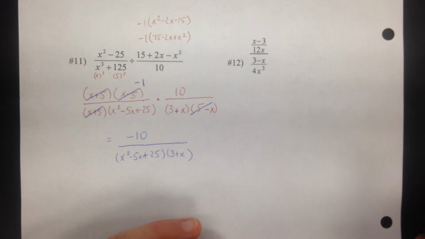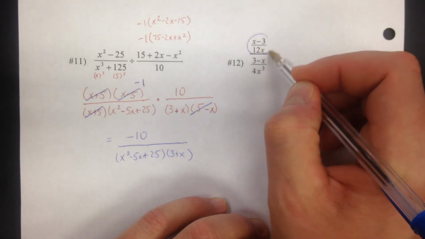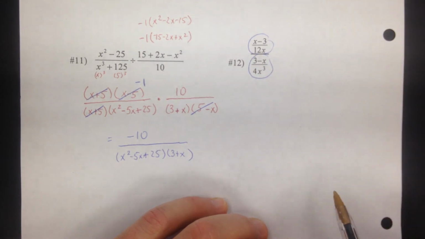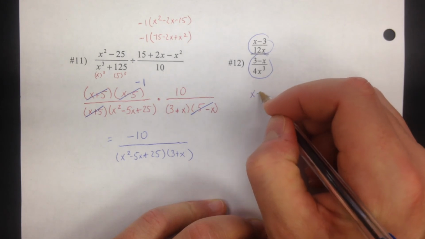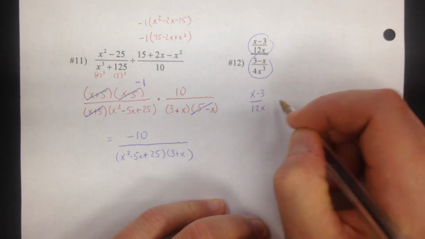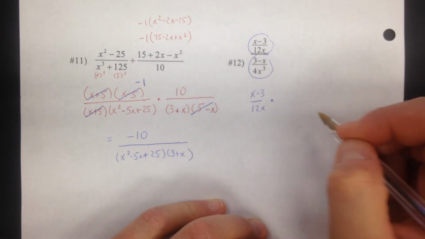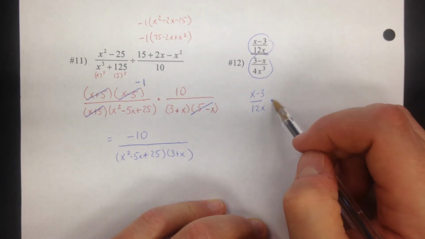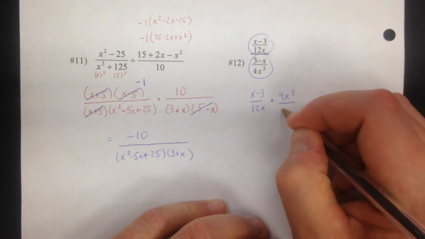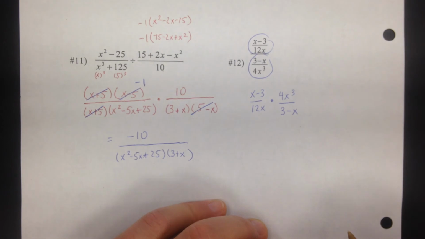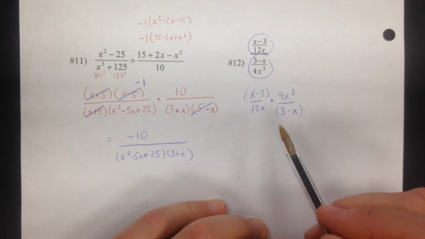All right, the last one here, number 12. You have a fraction divided by another fraction. So let's change this to a multiplication problem. You take the top fraction, just copy that down, and to divide by a fraction is the same as multiplying by the reciprocal. So I multiply by, I flip this, 4x to the third over 3 minus x. Okay, let's see what we got. I always put parentheses around my binomials.